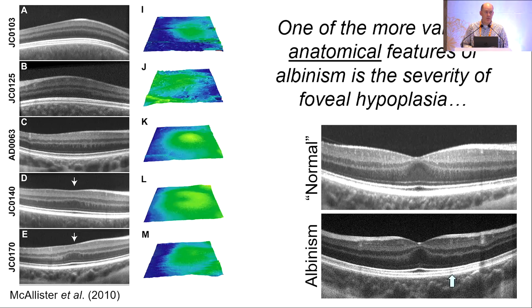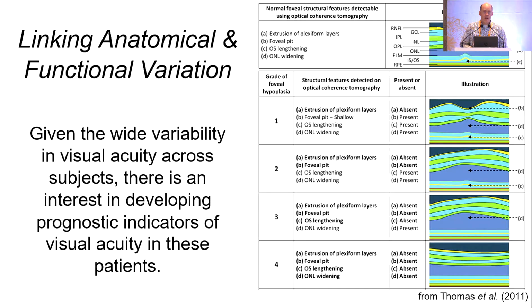One of these is from somebody with normal vision, 20/16 acuity, and the other one is from someone with albinism, 20/80 acuity. And so the foveal anatomy, in this case, in our hands early on, didn't seem to be predictive of visual function. But nevertheless, given this wide range of anatomical variation in albinism, there was an interest in developing prognostic indicators of visual acuity in these patients.